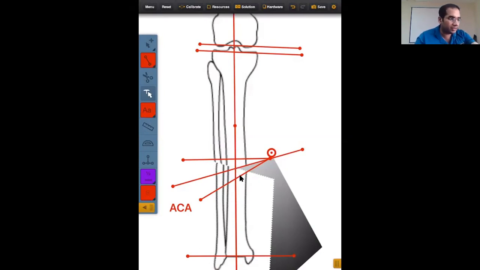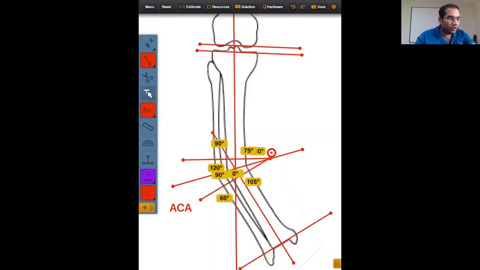So let me rephrase. This exact one point where the two lines have met is the Cora, the center of rotation of angulation. And when we have bisected the larger angle into two equal halves, the line drawn along this bisector is known as the angulation correction axis. I hope I am clear.